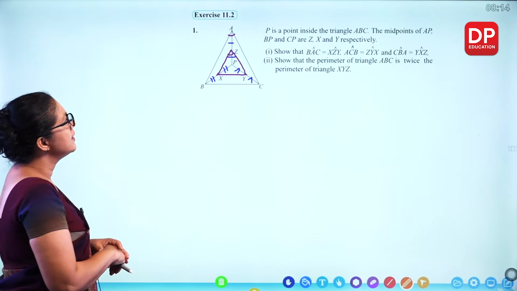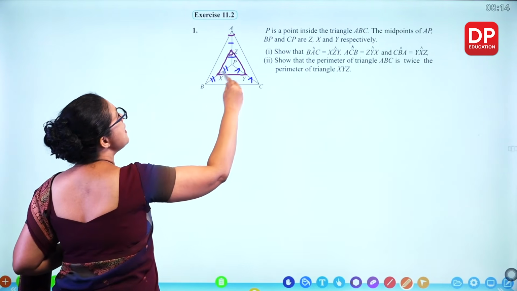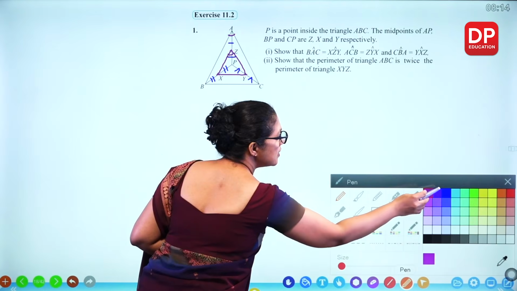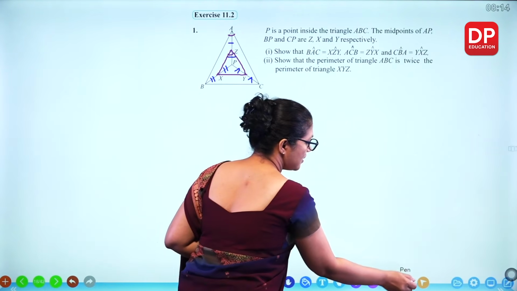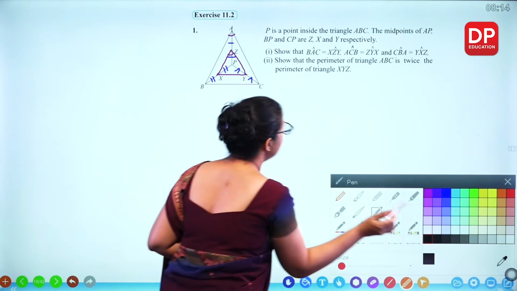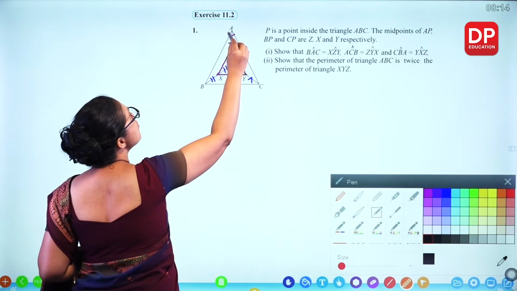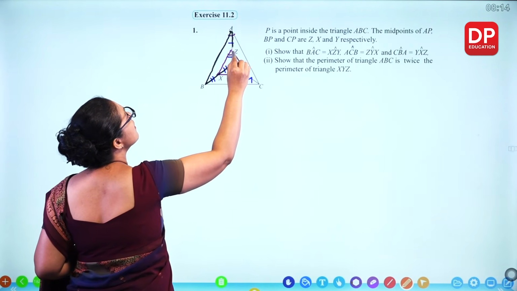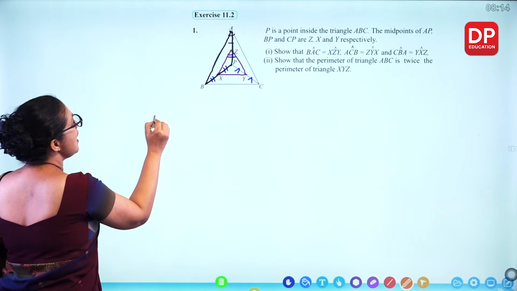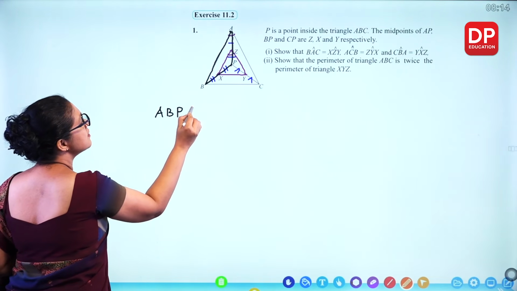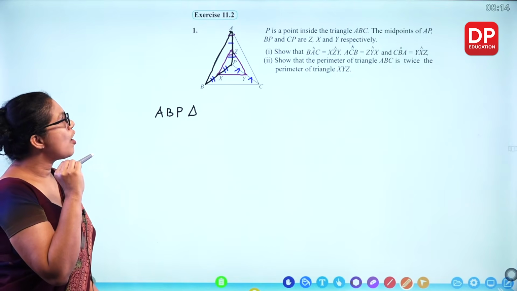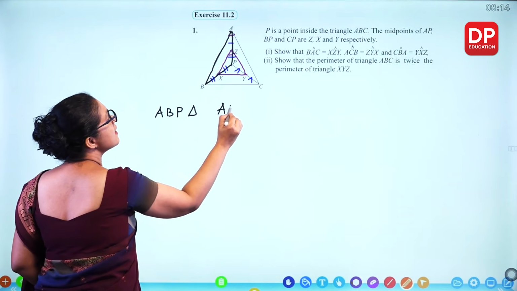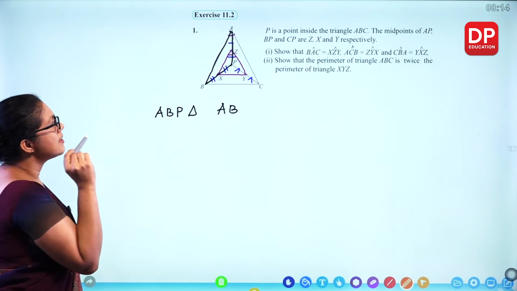Now we'll take triangle ABP. We'll take a different color, I'll take black color. We'll take this triangle, triangle ABP. What can you say about the AB length and the XZ length?